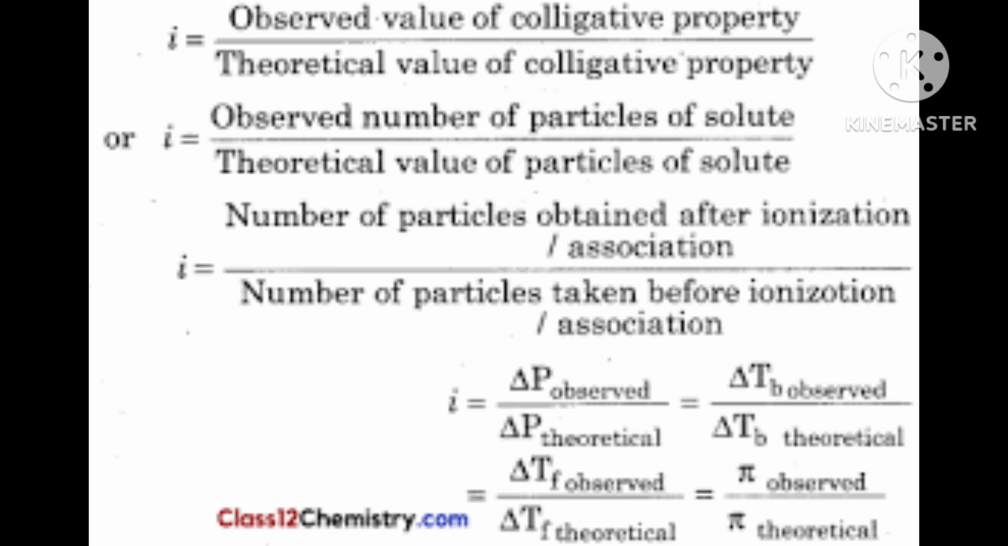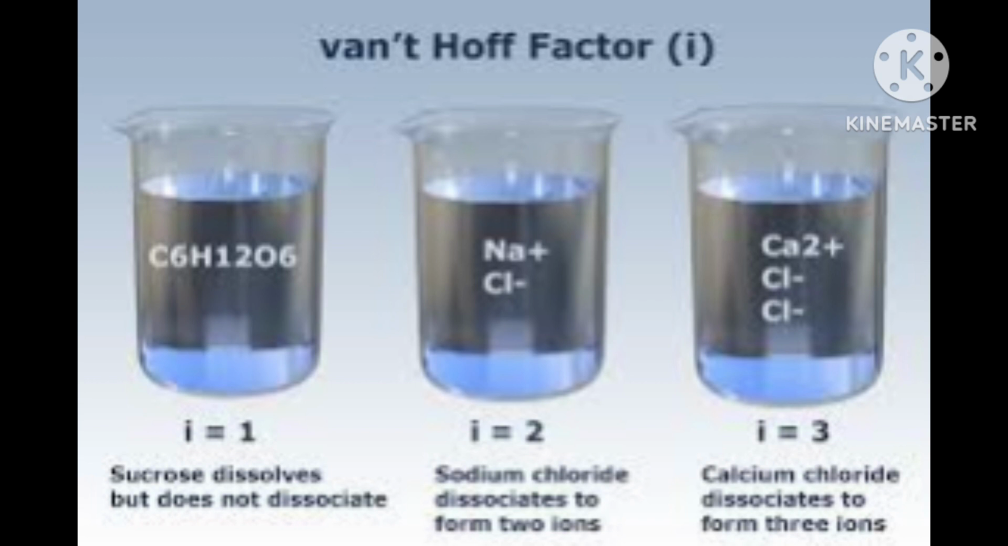2 moles of particles in the solution. If we ignore interionic attraction, 1 mole of KCl in 1 kg of water would be expected to increase the boiling point by 2 into 0.52 Kelvin. See, it is multiplied by 2 into 0.52 Kelvin. That is equal to 1.04 Kelvin. For 1 mole of particles it was 0.52, for 1 particle. Now it is becoming double. That's why it is multiplied by 2.